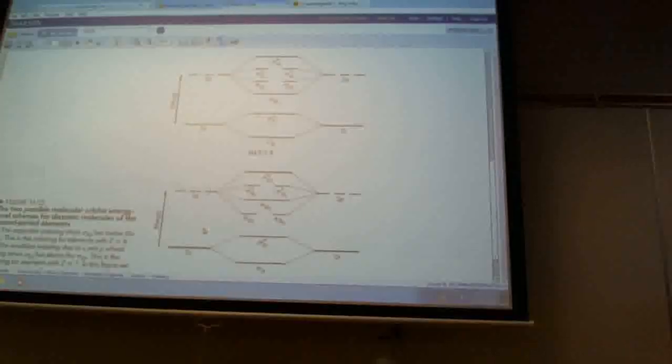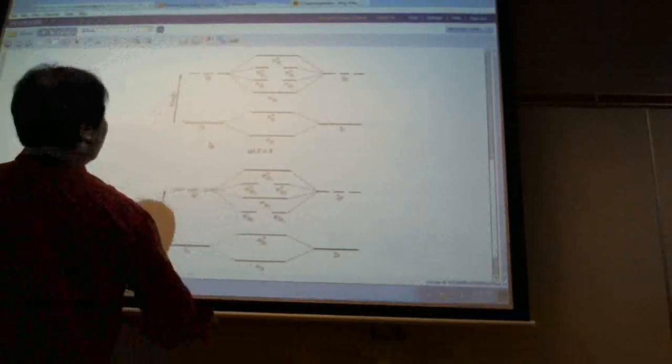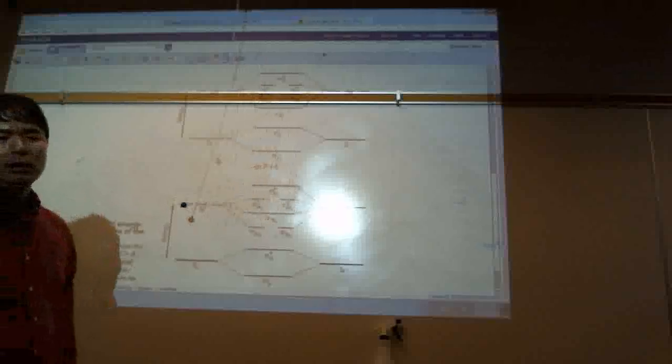We actually have two diagrams. So let's talk about these two. These are called MO diagrams. The top MO diagram is kind of what we expect here.